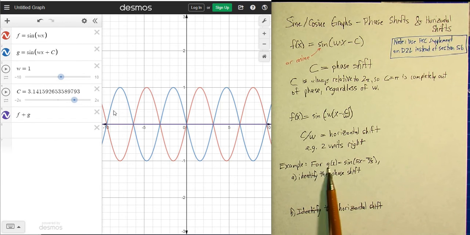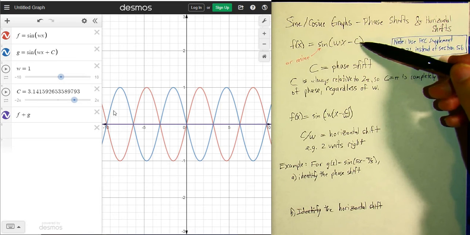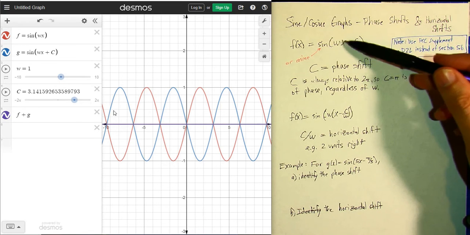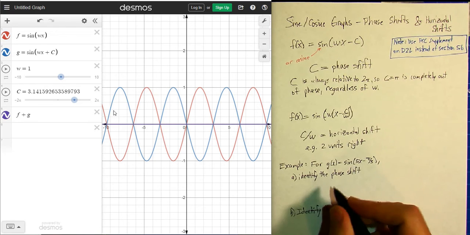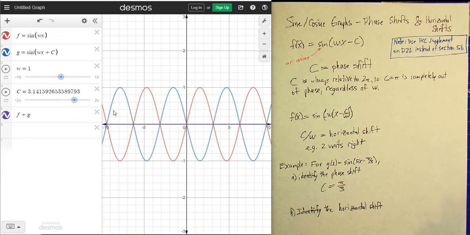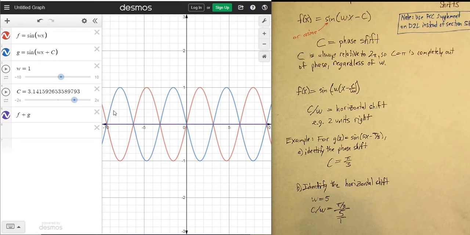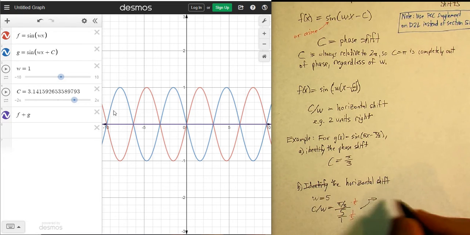For example, if g of x equals sine of 5x minus pi over 3, identify the phase shift. We can do that pretty simply because the phase shift is c. That's the number we're subtracting from our x term in the sine function. So in this case, c equals pi over 3. Identify the horizontal shift. This is where we calculate from our equation that omega equals 5. So c over omega is pi over 3 over 5, which we make over 1 and multiply by 1 over 5, giving pi over 15.